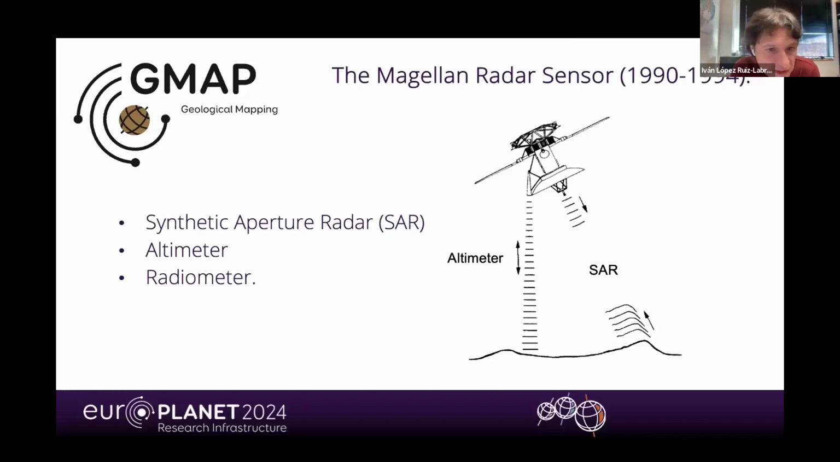The Magellan probe carries the radar. The main instrument was the synthetic aperture radar, but it also carries an altimeter and a radiometer that provide other data sets that we are also going to see. What you see here is how these active sensors work. The probe emits a pulse of energy and then measures the return, and with that information it produces the images.